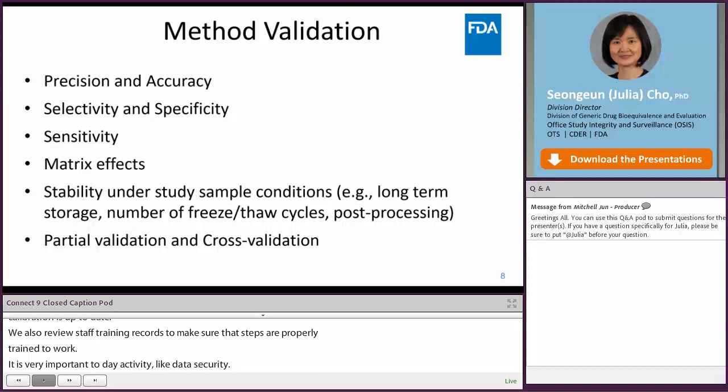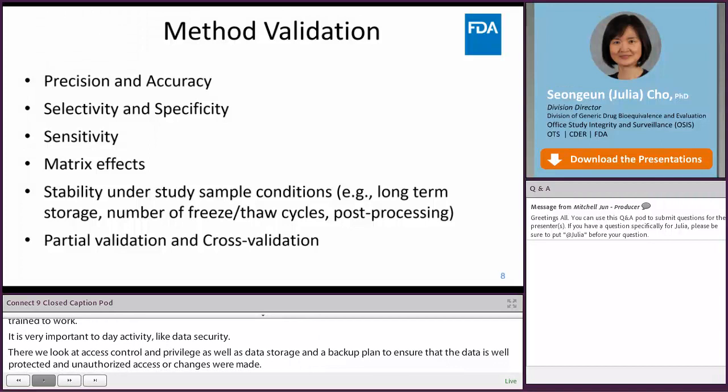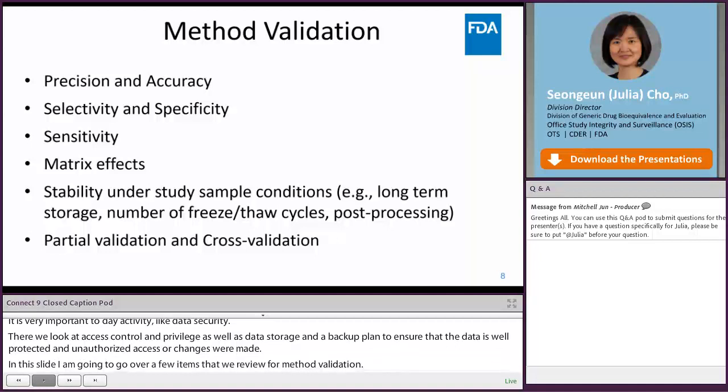In this slide, I'm going to go over a few items that we review for method validation. Of course, these are just the basic components of method validation, and depending on the analyte or assay complexity, there may be more validation items needed.